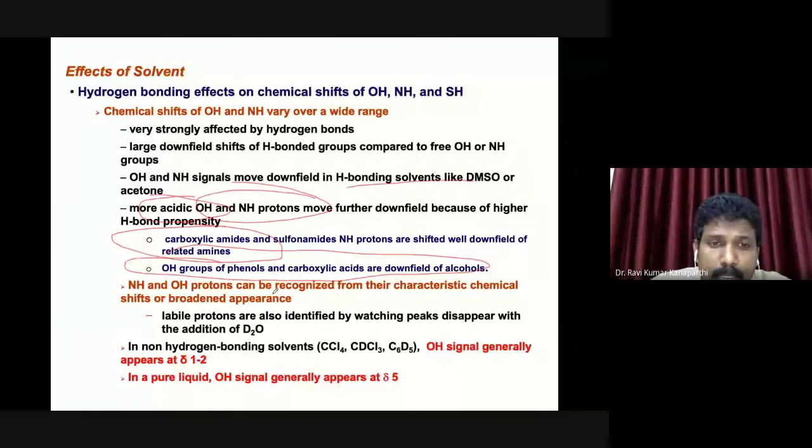Of course, there are ways that you can remove this. If you want to record an NMR spectrum of a given compound in a neat solvent, one can flush with nitrogen so that the moisture can go out, or sometimes we can do the deuterium exchange, and then one can record the NMR spectrum if you want to record it.